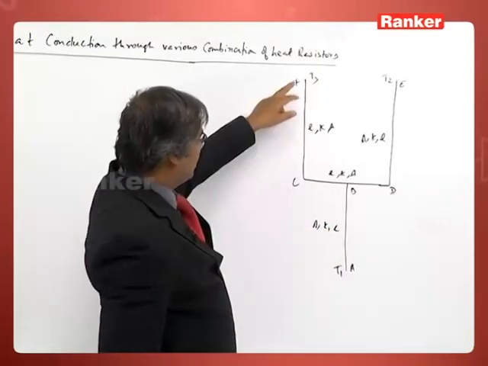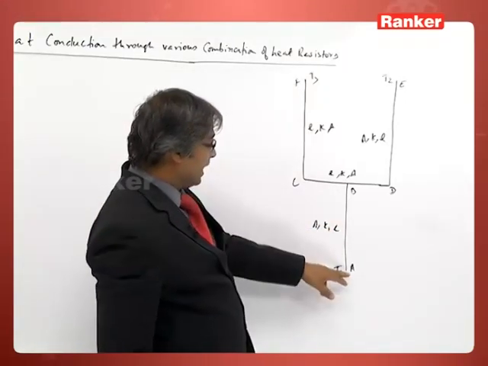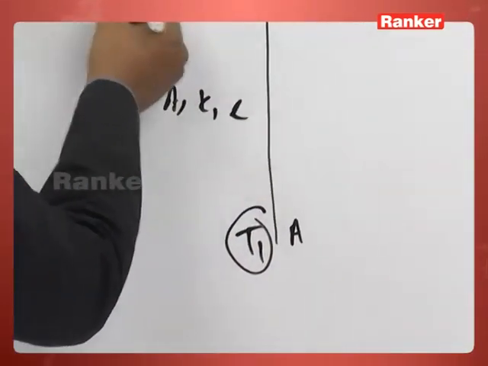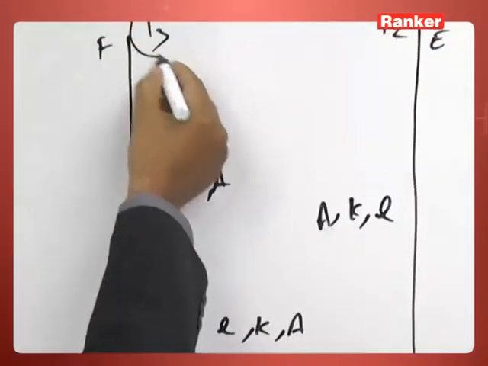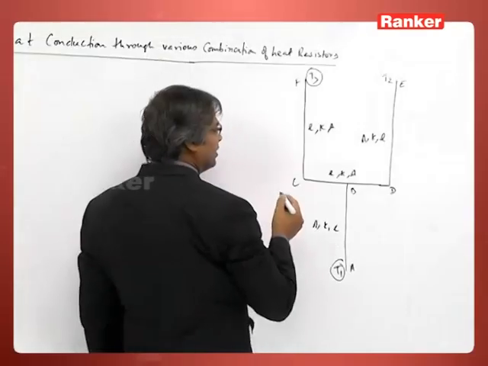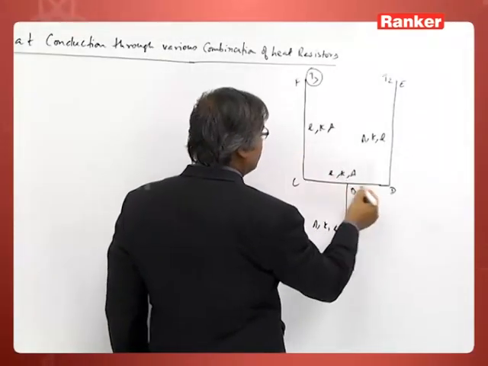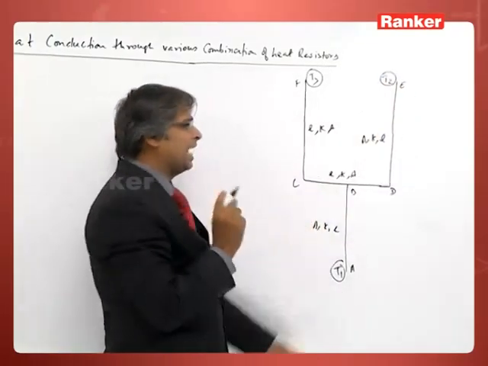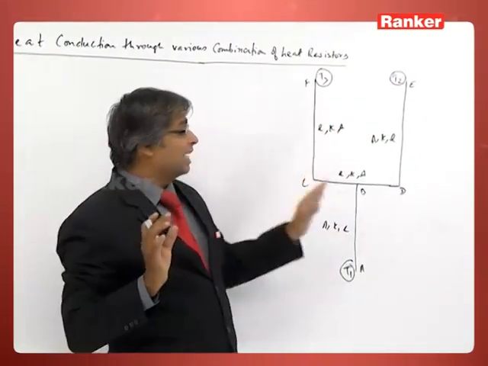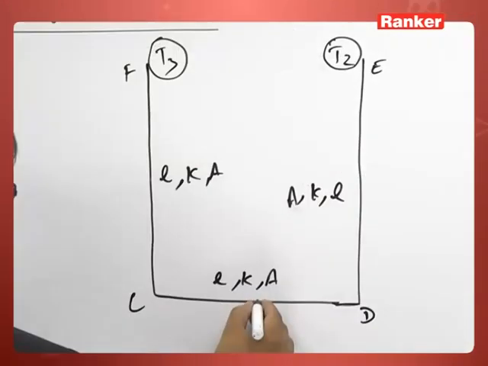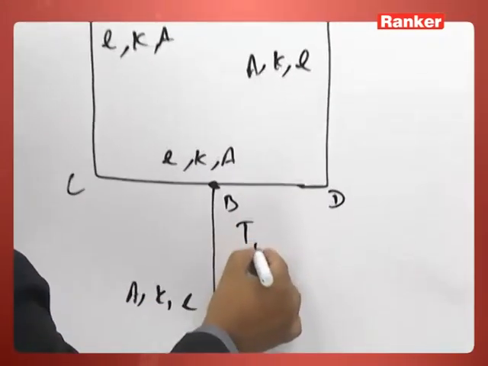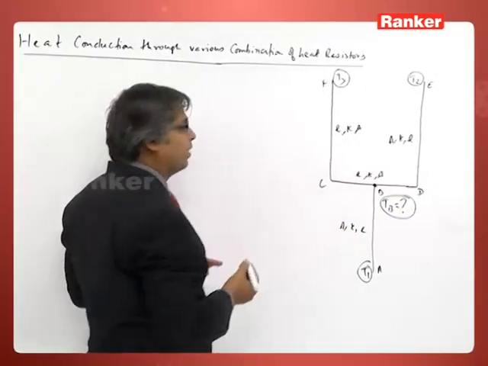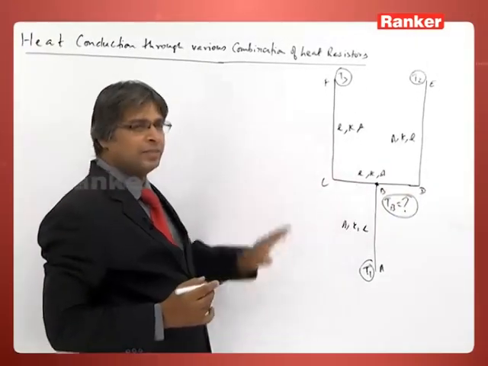Now, the rod AB, A is maintained at T1 temperature, then this BCF portion, this F is maintained at T3 temperature, BDE, of which the end E is maintained at T2 temperature. At steady state, what is the temperature TB that has to be found? So, we have to find the temperature TB.